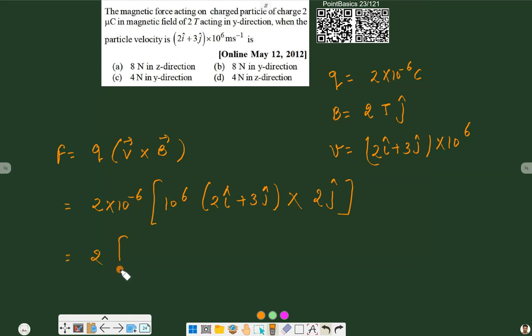So twice. Now going to the cross product. 2 into 2 is 4, and I cross J is K, plus 3 into 2 is 6, and J cross J is 0, because they are in the same direction. So it will be 8 times K, or 8 Newton in the positive z direction. So option A will be the right answer. Moving to the next one.